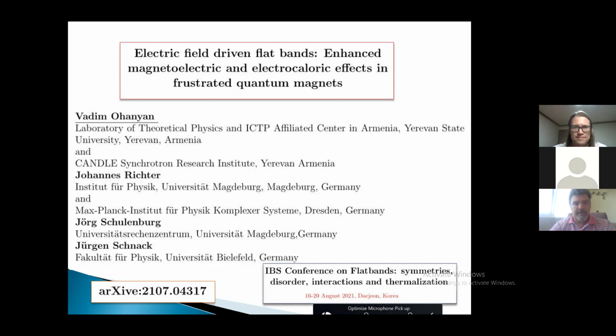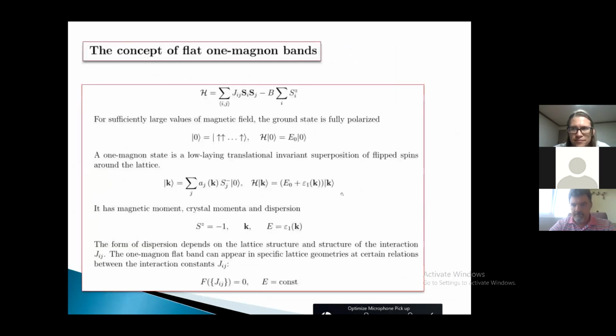As I told you, we deal with the magnonic flat band. It's a little bit different concept from the electronic flat band, so I will give a short introduction. We deal with a quantum spin model: localized magnetic moments on the sites of the lattice with a set of exchange interaction parameters Jij, and also a Zeeman term with magnetic field.